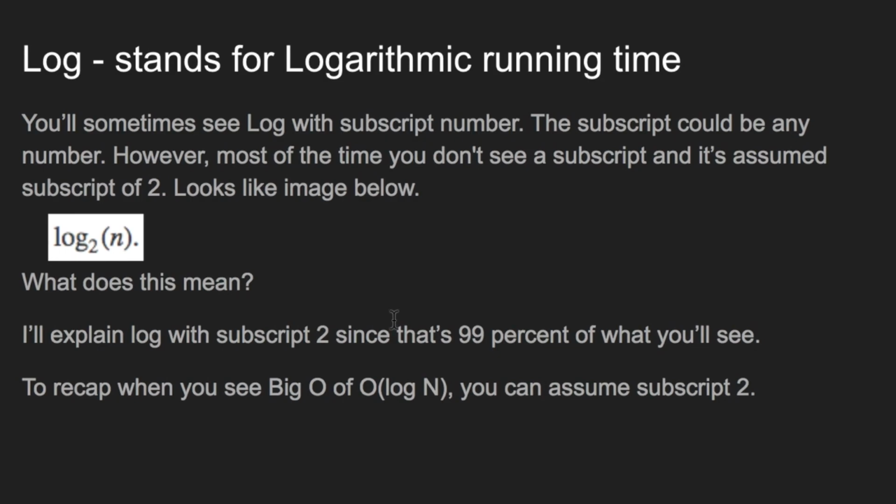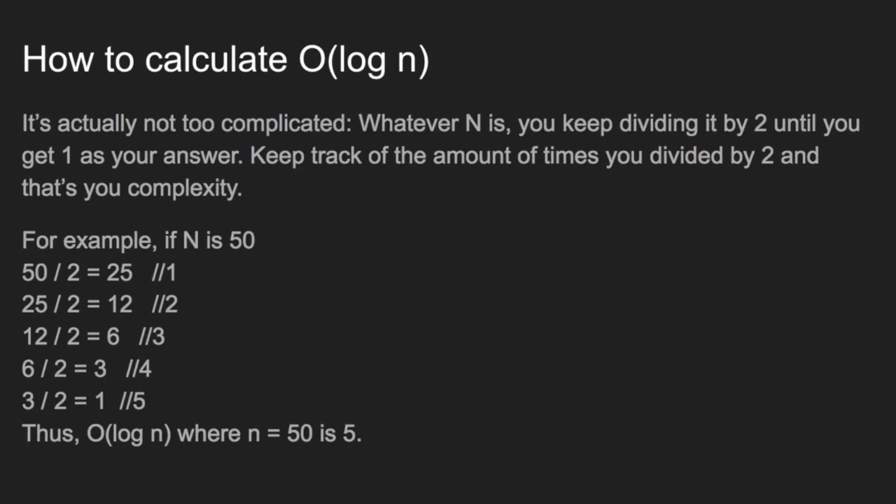So what does that mean? So I'm going to just talk about this scenario where it's log subscript 2, since that's, like I said, 99% of the time, that's what you're dealing with. So let's take a look at what that looks like. So it's actually not too complicated. Whatever n is, you keep dividing it by 2 until you get 1 as your answer. Keep track of the amount of times that you divide it by 2, and that's your complexity.